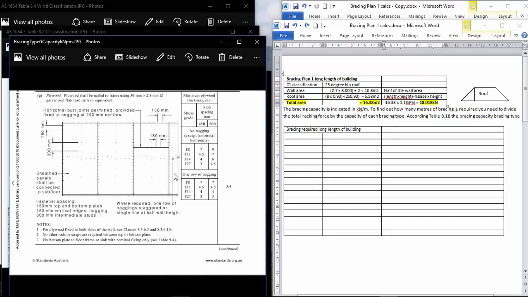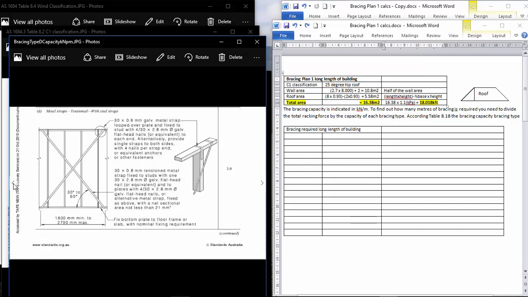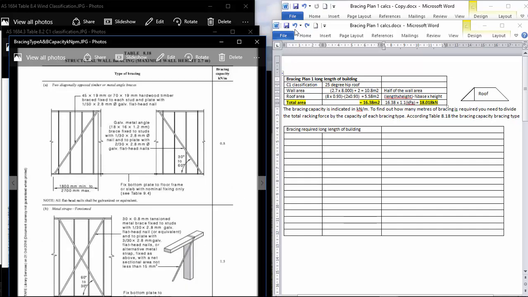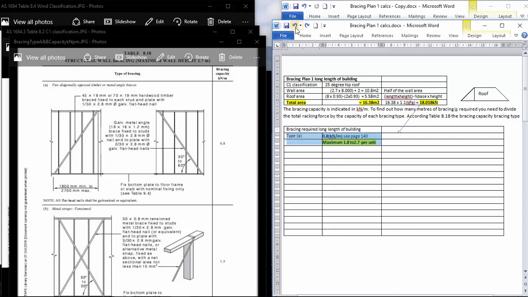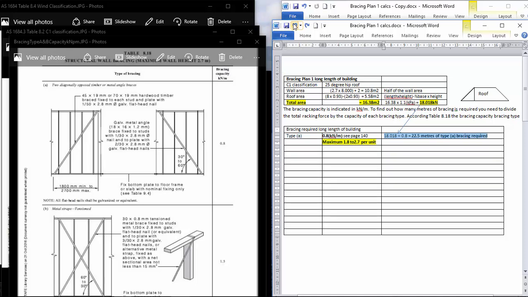Our formula to calculate the number of metres of bracing required is the total racking force, which is 18.018, divided by the bracing capacity of the brace type that we select. Okay, so the brace type that we select to start with is type A, and it has a 0.8 capacity. So when we divide our total force by our bracing capacity, we find we need 22.5 metres of type A bracing.